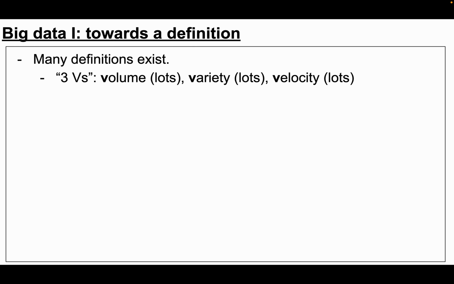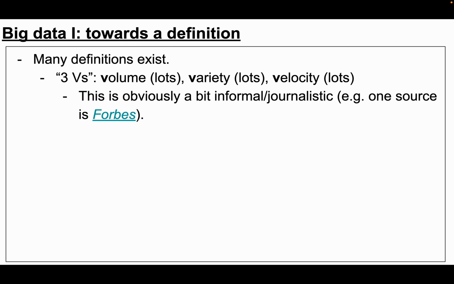Also, in terms of variety, this is a little bit hand wavy, but basically what we mean here is we might have data on things that you normally don't get through survey research. And then finally, velocity. This basically means that the data are available roughly in real time. This is obviously a bit of an informal definition, but I think it's kind of nice. This one comes from Forbes.